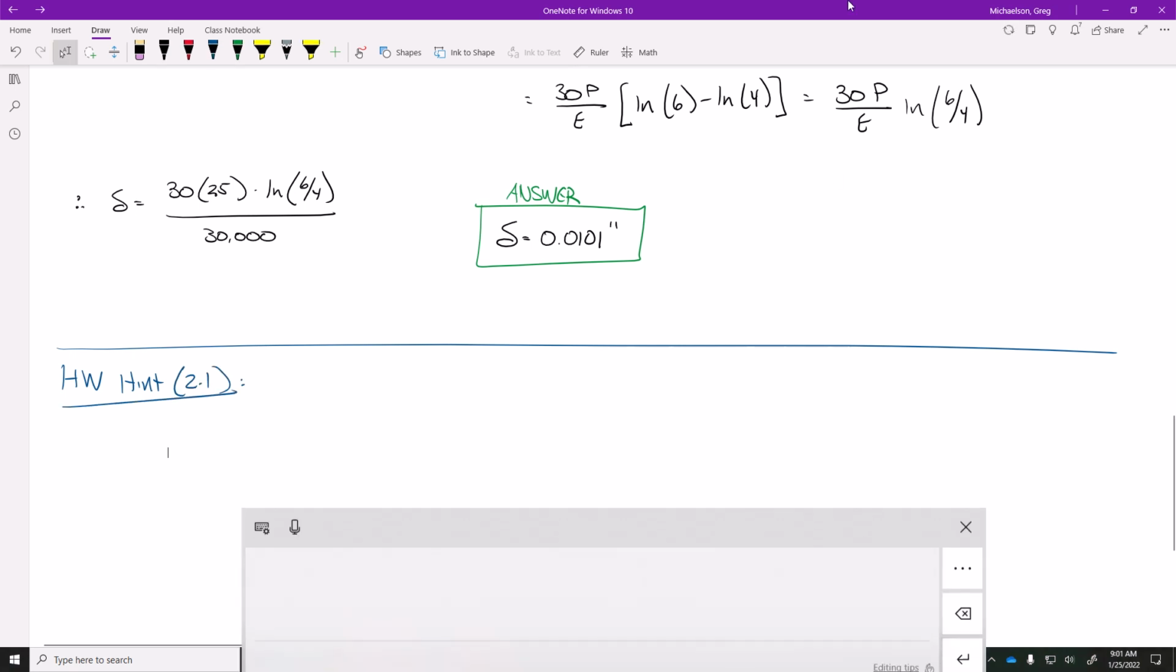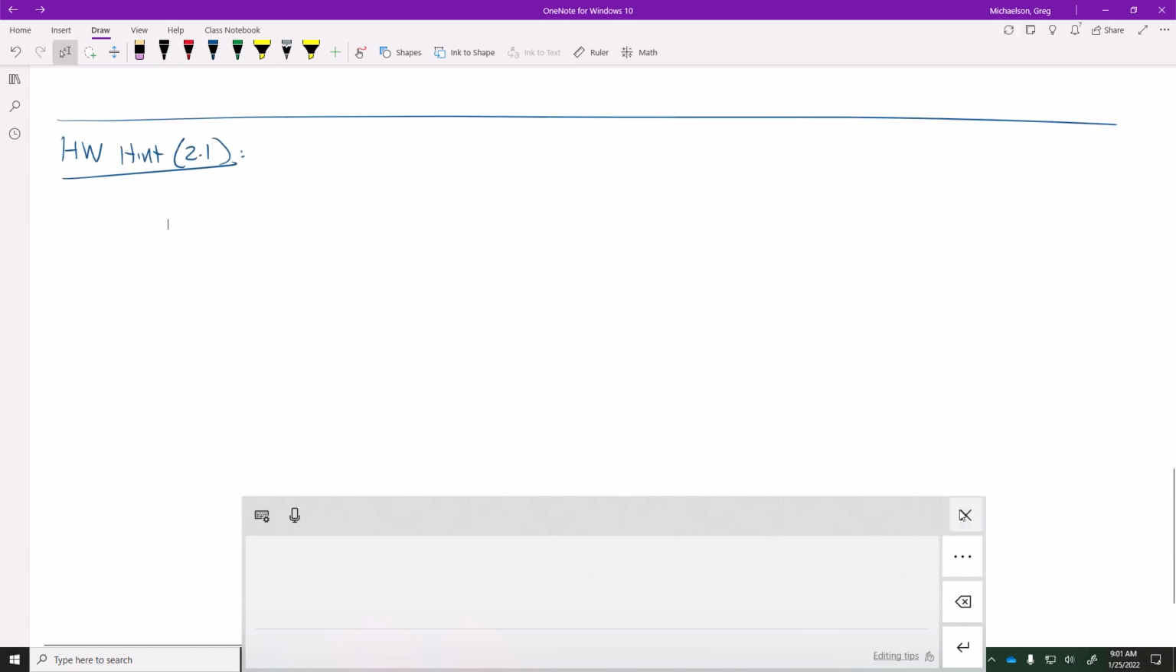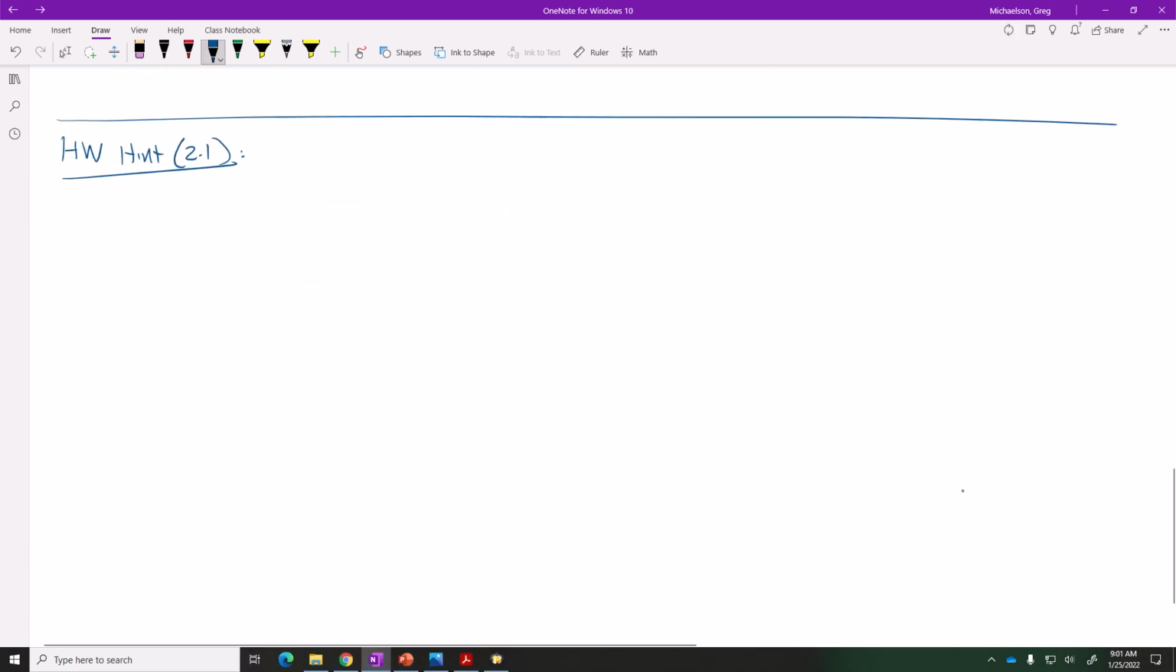So the problem looks something like this. I keep hitting this mouse button. That's probably going to happen a lot this semester.